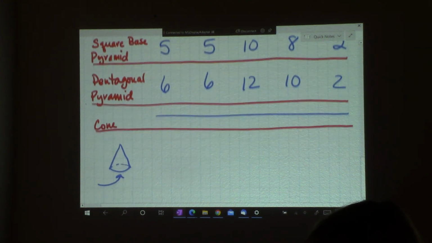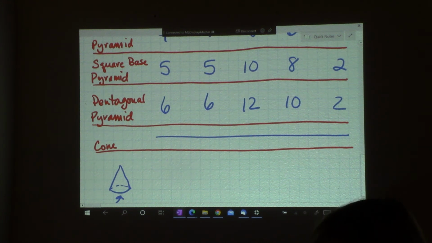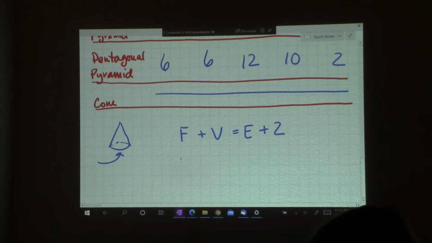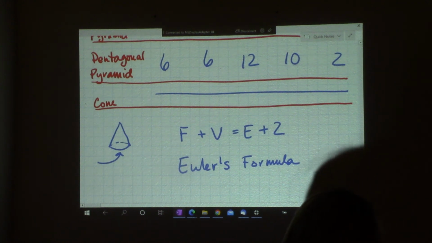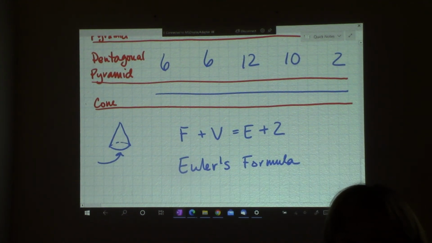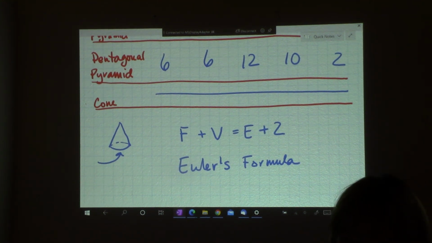Okay, so if you check all of those, you should be seeing a pattern here. And I hope you saw it, that whenever we add the faces and the vertices together, that's equal to the edges plus 2. And that is called Euler's formula. Euler was a mathematician a long time ago, and he discovered this formula through creating a chart like this and figuring out the pattern. Okay, so now we're going to write down some of our notes.